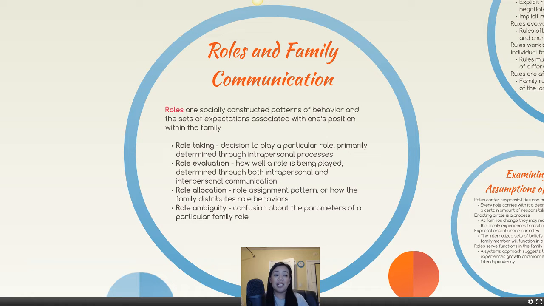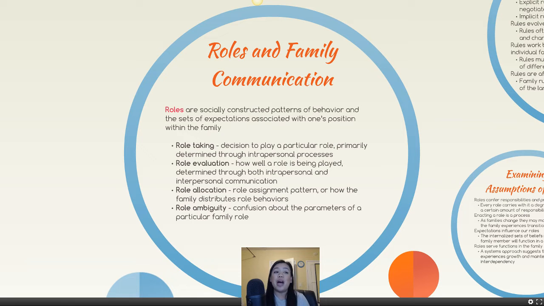And it can also happen on an interpersonal level where other people can evaluate you, right? So for example, you might think that you're being a very, very loving auntie, but your nephew might tell you, hey, auntie, when you raise your voice, you're really scary to me. And so that might make you, as an auntie, reevaluate the way that you are being an aunt to your nephew, right? And so role evaluation can come from other family members, but it can also come from ourselves, where we try to assess how good we are getting at a particular role.